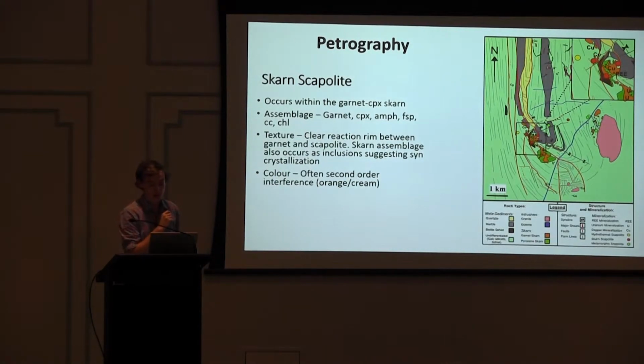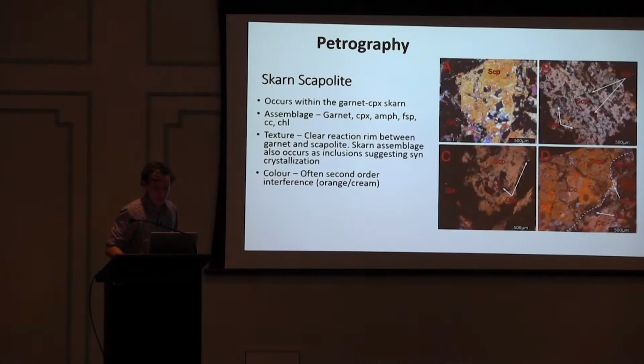The next generation is the skarn scapolites. These are the red dots spotted over the place. These occur within the garnet and clinopyroxene skarns, which on the map are the darkish brown, orange units and the darkish green units. In thin section, this is what they typically look like, so quite different to what we saw in the metamorphic scapolites.